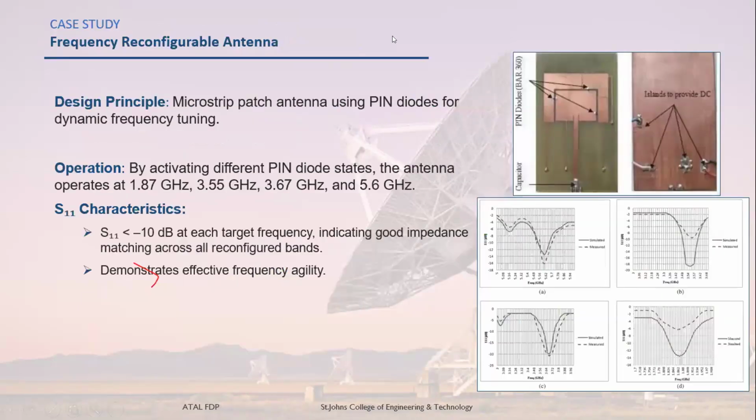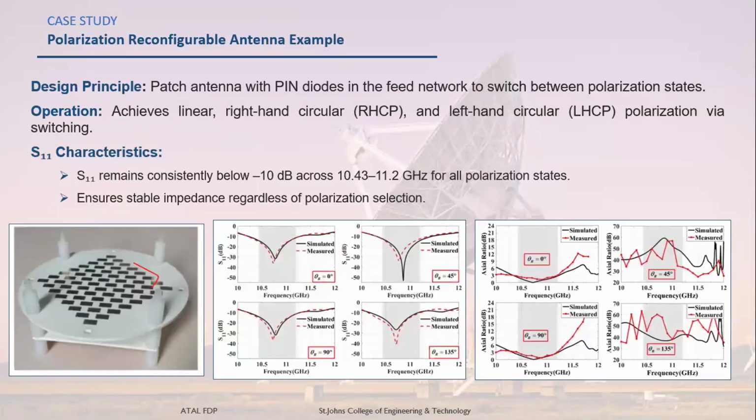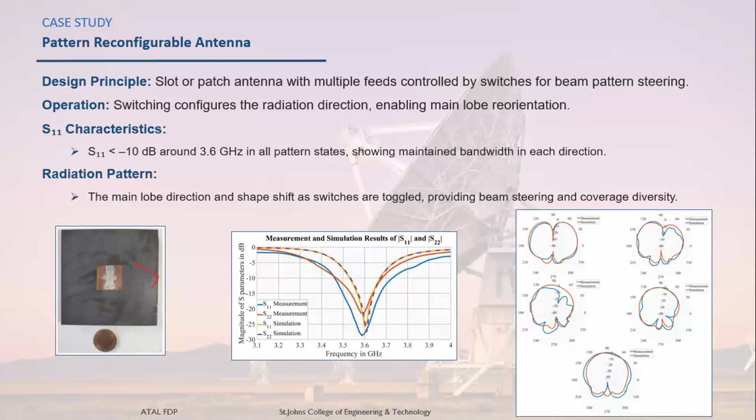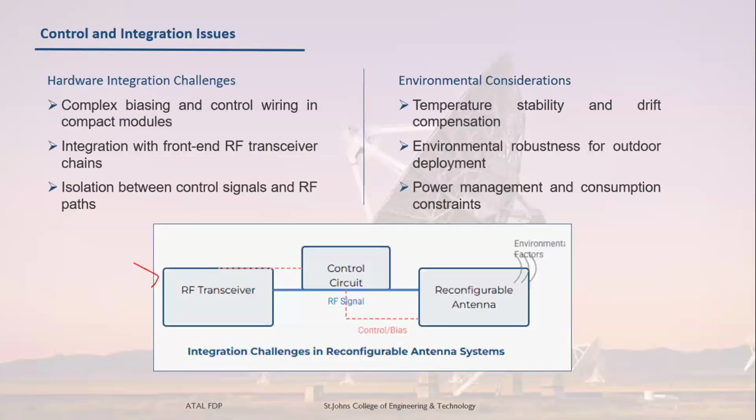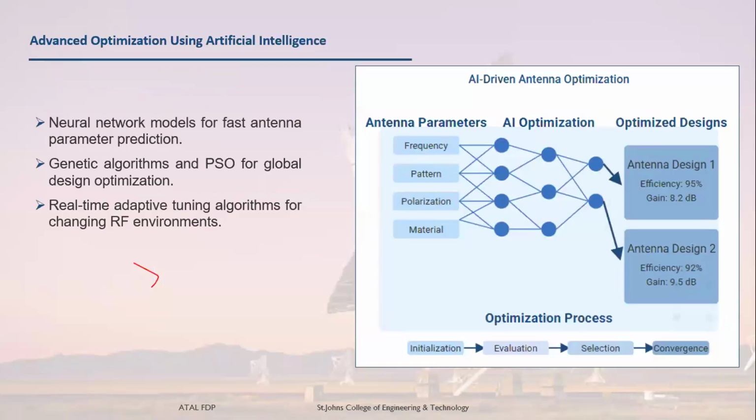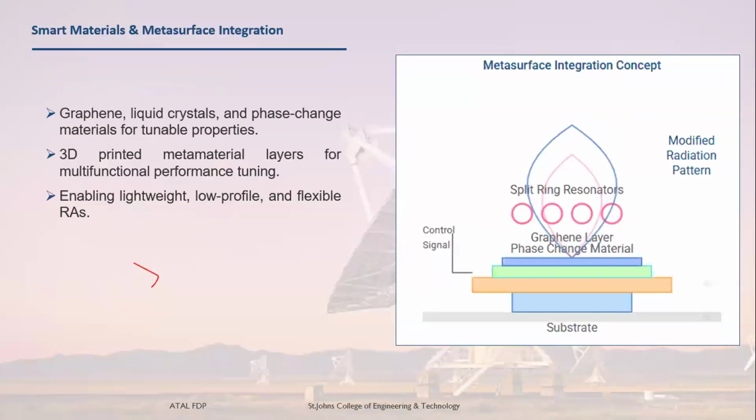Now look at this frequency taken. Of course, some more case studies are considered. There are 3 diodes kept over here, and how the frequency is changed, how the polarization is changed, how the pattern is changed by changing the structure. Of course, we can use AI-driven antennas for optimization. That is not my point of discussion.